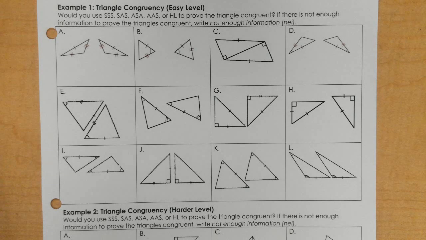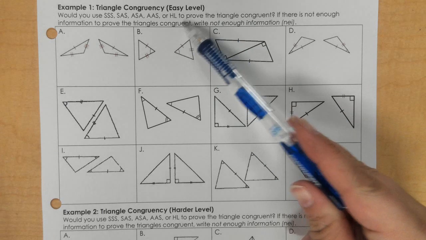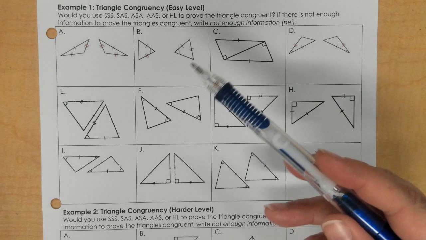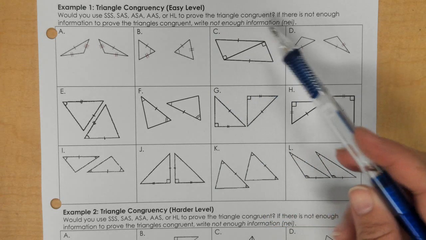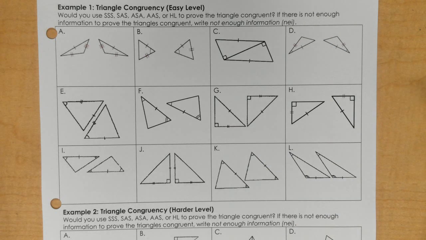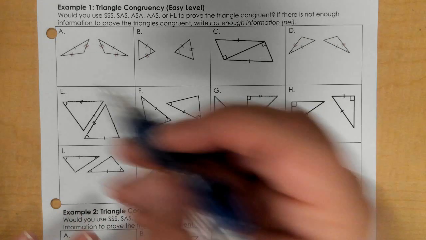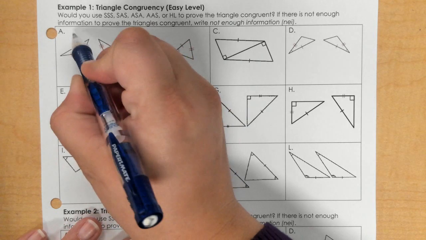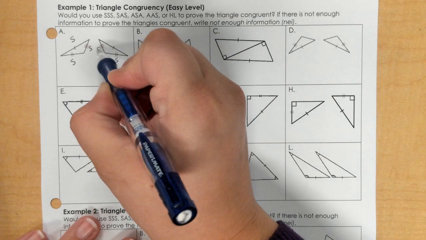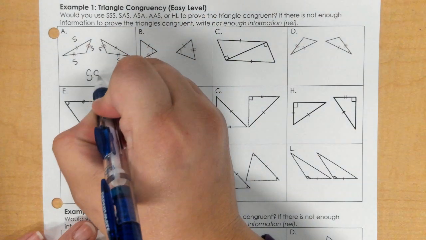For example 1, it says, would you use the different types of theorems or postulates to prove the triangle is congruent? If there's not enough information to prove the triangle is congruent, then you can write not enough information, or NEI. So number 1, I have to see what I can compare here, and it looks like I've got a side that matches up, another side, and a third side. So that would be side, side, side.